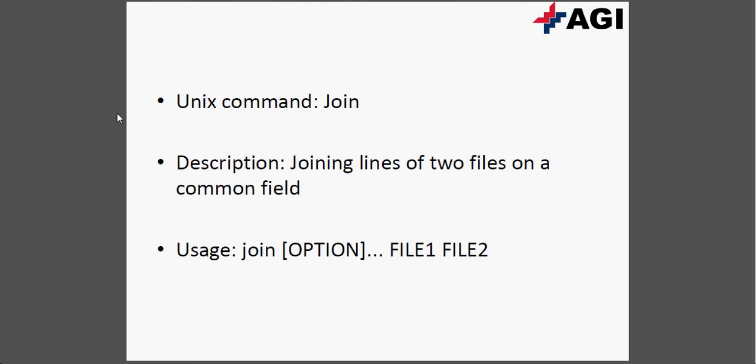So that was for the Unix command cut. Let's look at the Unix command join, which is used to join lines of two files on a common field. For that on my command line I use join followed by the options and name of the files.